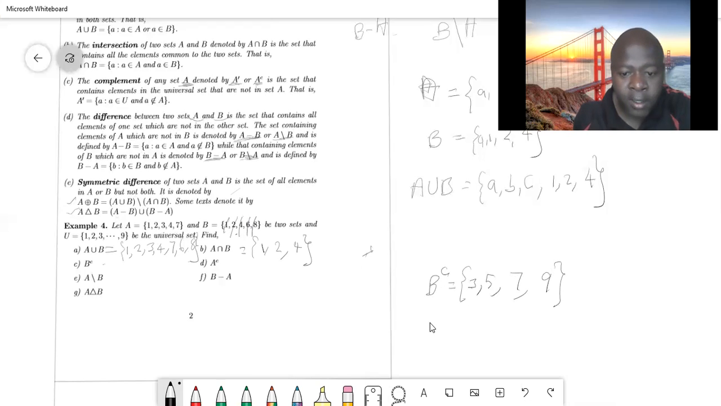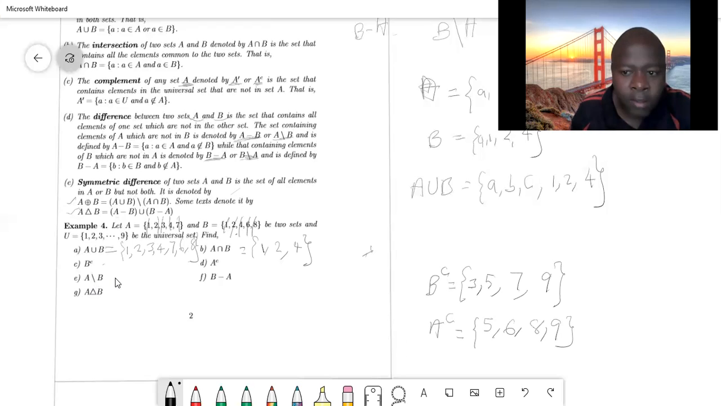Next, we want A complement. This should be the elements in the universal set which are not in A. Let's again see. A has 1, 2, 3, 4, but it's lacking 5, it's lacking 6, but it has 7. There is no 8 and there is no 9. So this is our A complement.